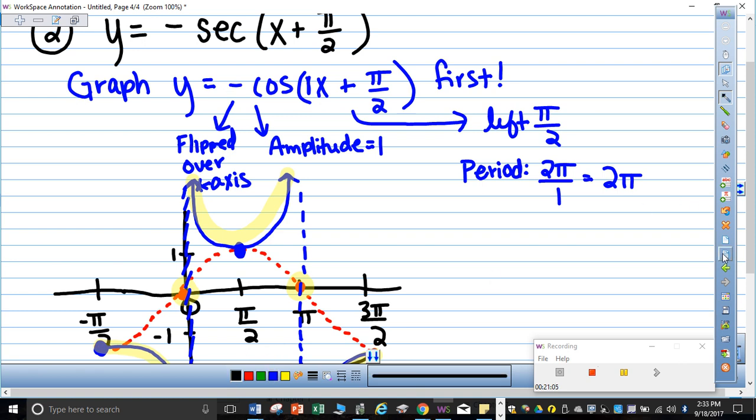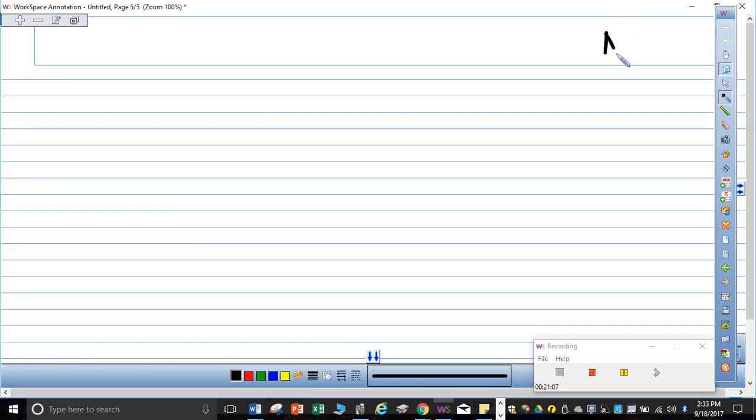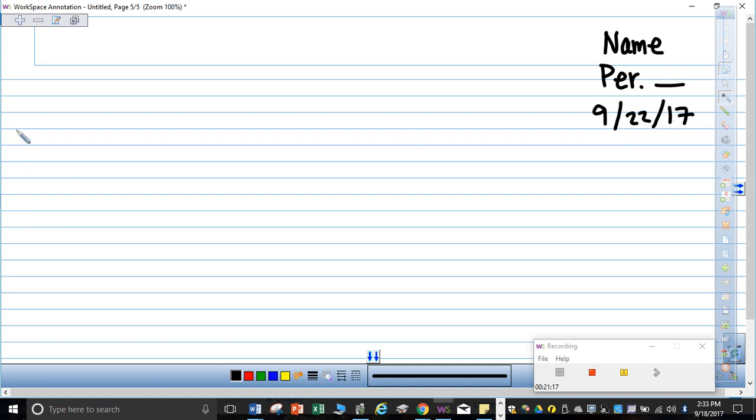All right, so go ahead and take out a lined sheet of paper. We're going to get your paper set up for your assignment. All right, and this is from 4.6. We're doing page 582, number 25 through 43 odd.